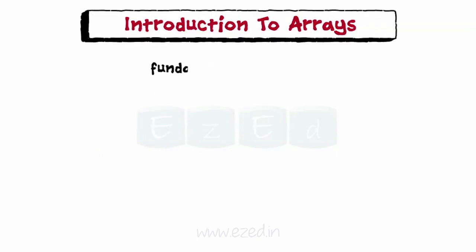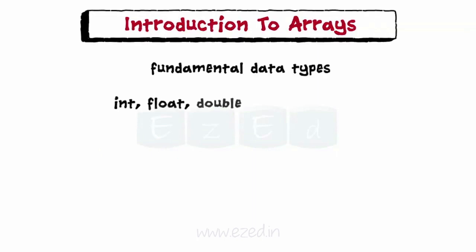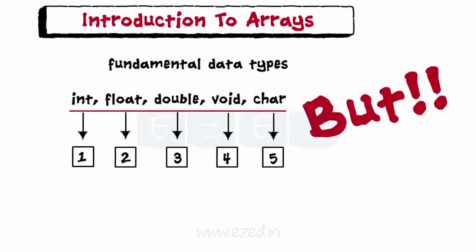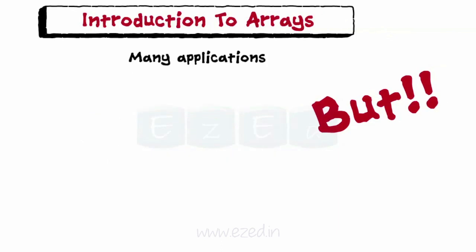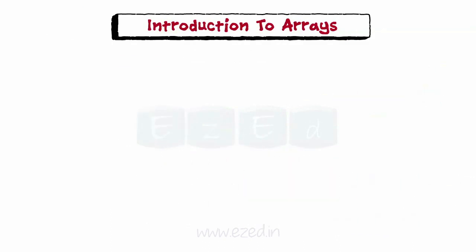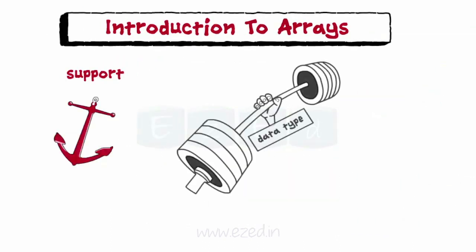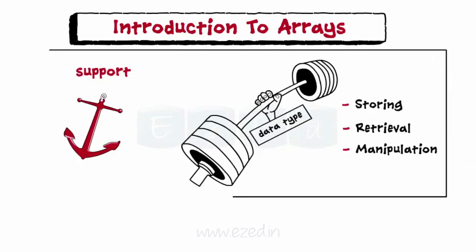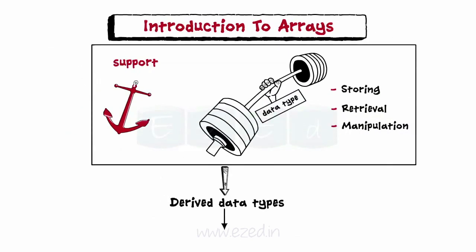We have studied fundamental data types like int, float, double, void, char. These are very useful, though they are constrained by the fact that they can store only one value at a time. But in many applications, we need to handle large volumes of data for reading, writing, and processing. To support such needs, we require a powerful data type that would facilitate efficient storing, retrieval, and manipulating of data items. Thus, C provides a derived data type known as array to handle such needs.